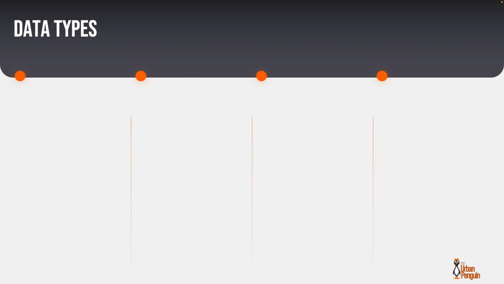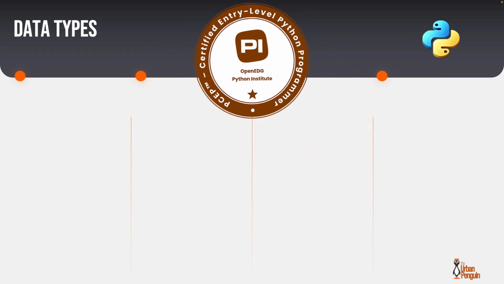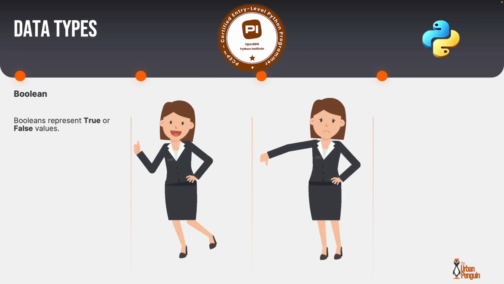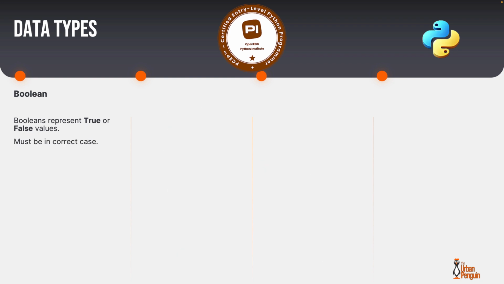My name is Andrew Mallett and today we're continuing with our Python Certified Entry-Level Programmer objectives by taking a look at data types. And we're going to begin by looking at Boolean values. Boolean values can be a simple true or false. They must be, though, in the correct case. So we must be using an uppercase T and an uppercase F with everything else being lowercase. They're the only acceptable values.